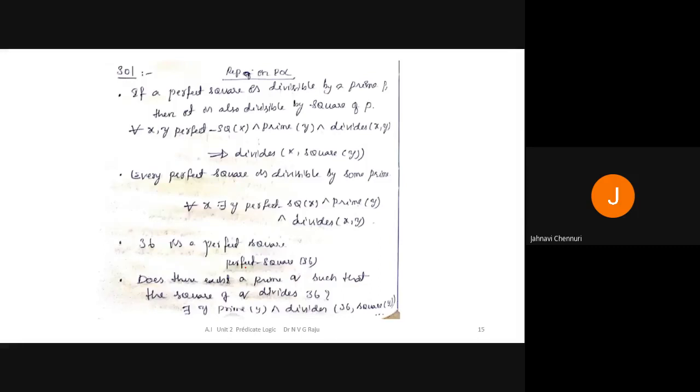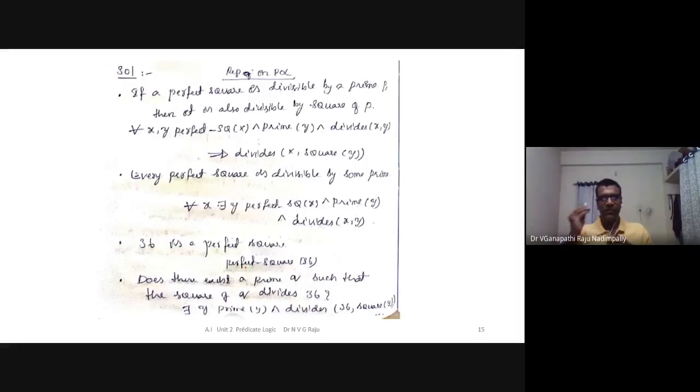Now, please be careful and convert each and every sentence into FOL. Please observe carefully. He is talking about a perfect square. If a perfect square is divisible by a prime, then you will get an implication. Then it is also divisible by the square of P. Whatever the P you are taking, that is also divisible by the square of P.